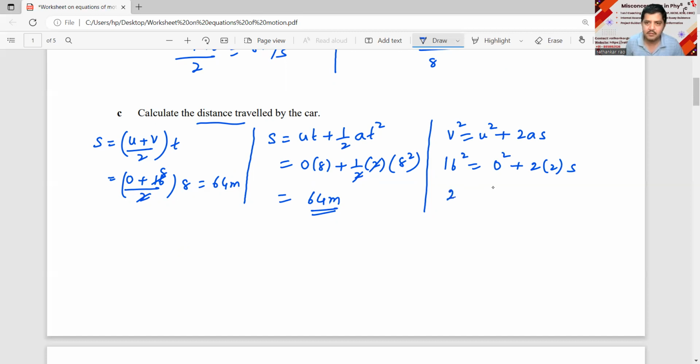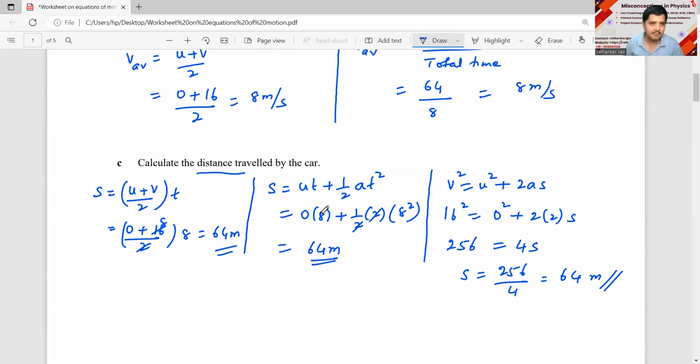16 square is what? 256. 256 should now be equal to 4 times s. s should be equal to 256 divided by 4. Now, what is the answer here? 4 6s are 24. 4 4s are 16. 64 meters. See, we have got the same answer using all the three equations. You can use either of these equations, nothing wrong, because you need to understand that these are the equations that you can use whenever the acceleration is constant.